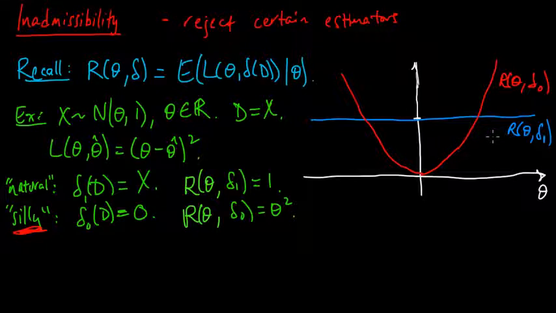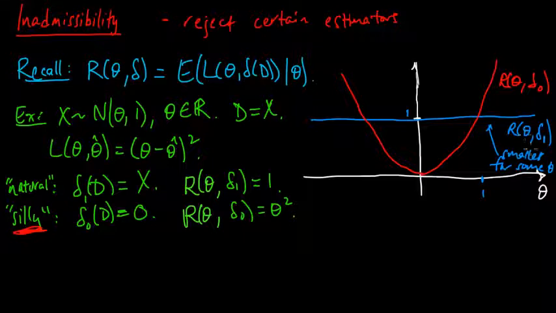So now you might say, well, let's think about if we wanted to have small risk. This one here is smaller for some thetas. In particular, any theta that has absolute value less than 1 is going to have smaller risk under this one, because this is 1 here, right, where they cross.